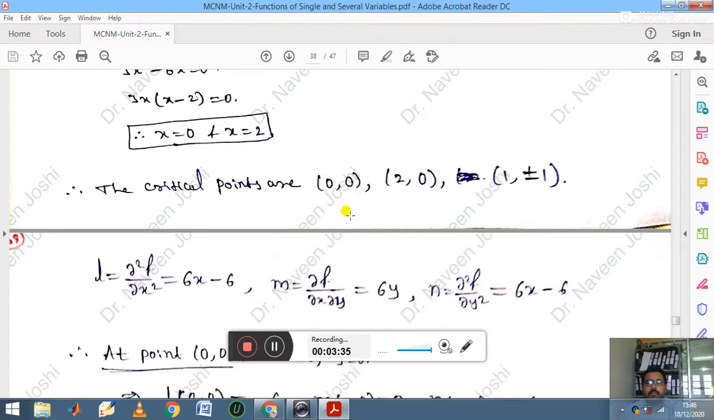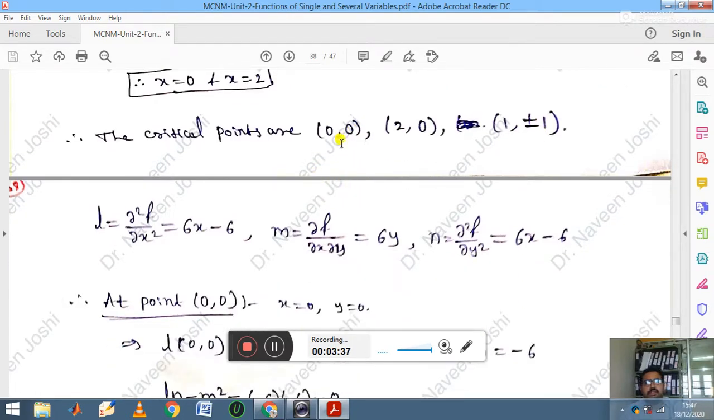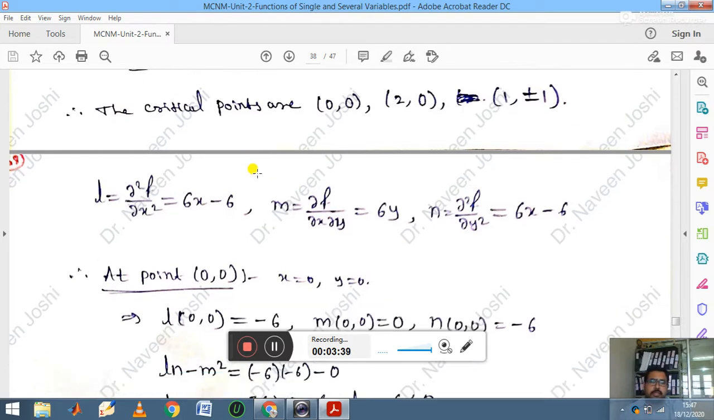Then you go for calculation of L, M, N. L is dou square f by dou x square, whose value is 6x minus 6. M is dou square f by dou x dou y, whose value is 6y. N is dou square f by dou y square, whose value is 6x minus 6. Please make the correction.